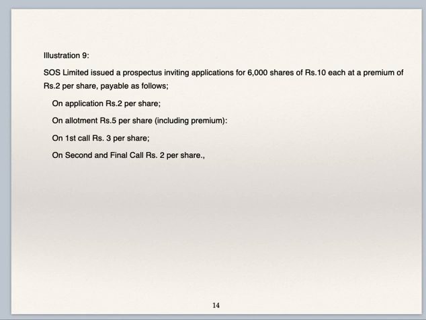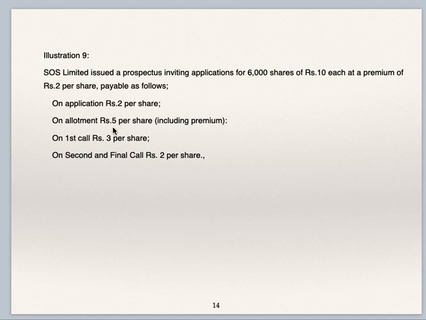Now we'll go to next question, illustration 9. SOS Limited issued a prospectus inviting application for 6000 shares of 10 each at a premium of 2 per share payable as follows. On application, rupees 2 per share, and allotment rupees 5 per share including premium. Premium is rupees 2. So this 5 is 3 plus 2, 3 would go to capital, 2 would go to securities premium. On first call 3 per share, and on second and final call 2 per share.